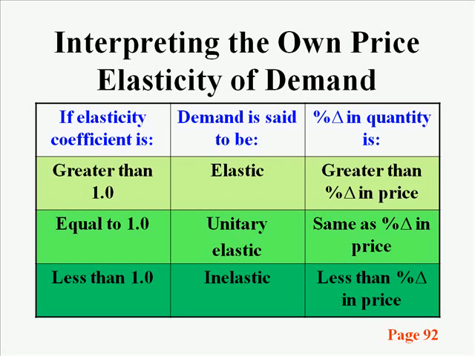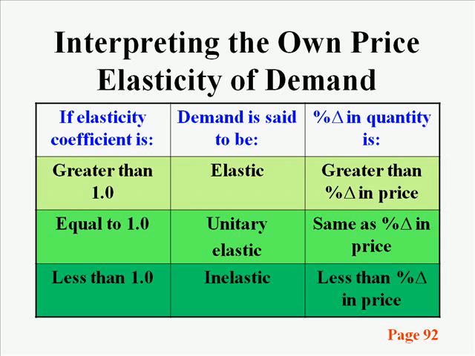If that answer is greater than 1, and it's the absolute value because they will all be negative, every single own price elasticity is negative. So if the absolute value is greater than 1, demand is said to be elastic. And that means that the percent change in quantity is greater than the percent change in price. If the own price elasticity coefficient is equal to 1, we say that's unitary elastic, and the percent change in quantity is the same as the percent change in price.